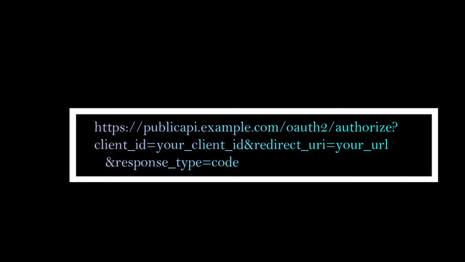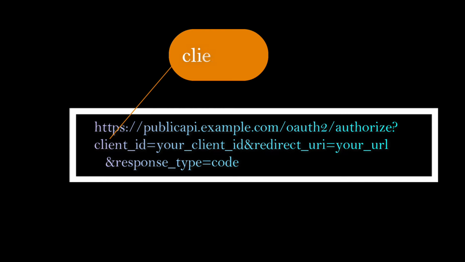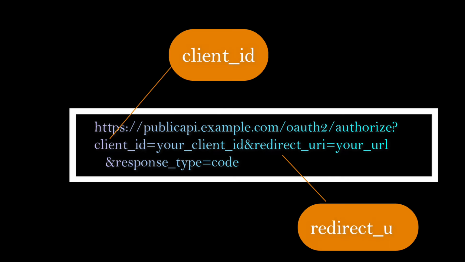It has a few parameters. Let's understand them one by one. First one is client ID. It should be set to the client ID of your application. Next one is redirect URI. It should be set to the URL. After the request is authorized, the user will be redirected back to this redirect URI.